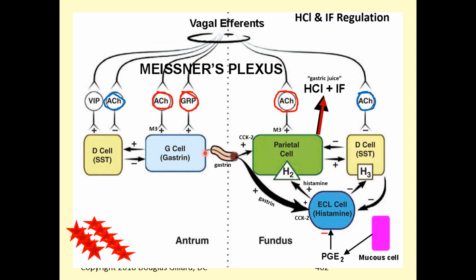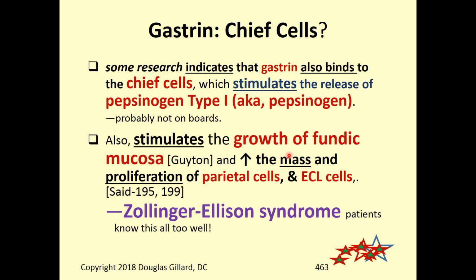Okay, we've looked at this. I don't think I need to go over this again, but you can look at it, nothing new. What about gastrin in chief cells? Let's not forget the chief cell. There is some research to indicate gastrin also binds to the chief cells, and therefore it stimulates the release of pepsinogen 1.